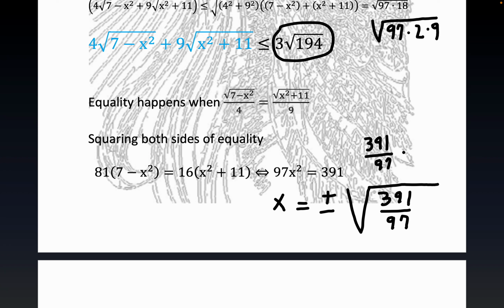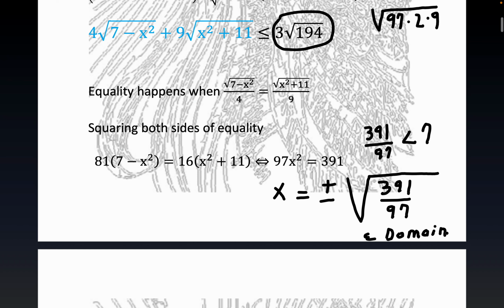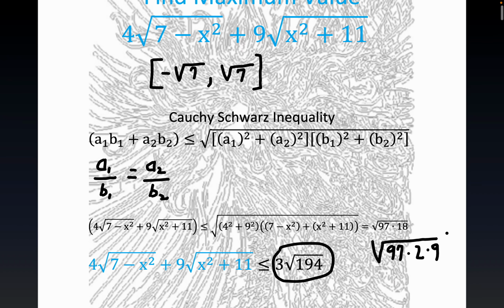You probably don't really need to verify this, but it's less than 7, right? And since it's inside this radical, that means this value is contained in the domain. In other words, this is a member of the domain. That's a member of the domain of the expression. This closed interval here is the domain.